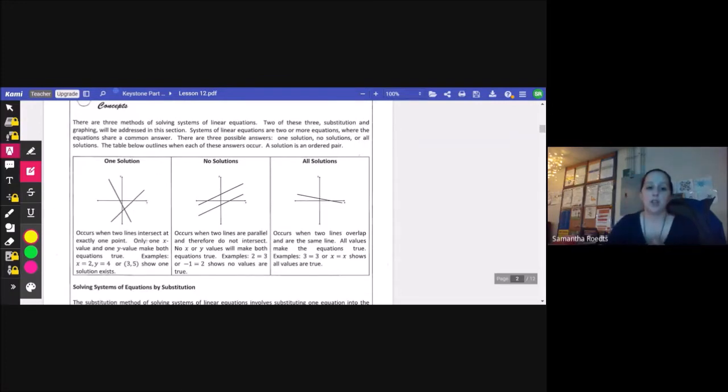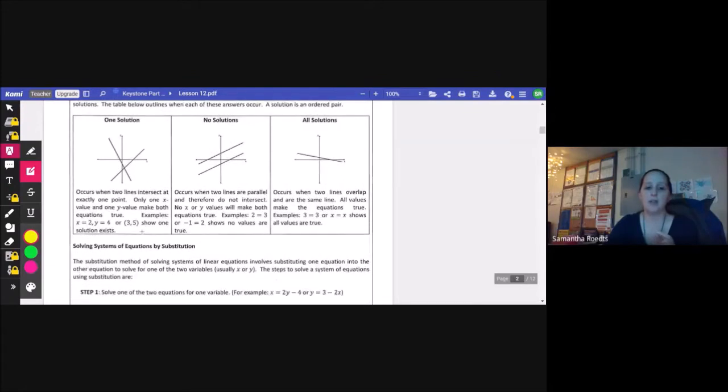Again, one solution is when the lines intersect at one point. No solution is when they're parallel, and all solutions is when they are the exact same.